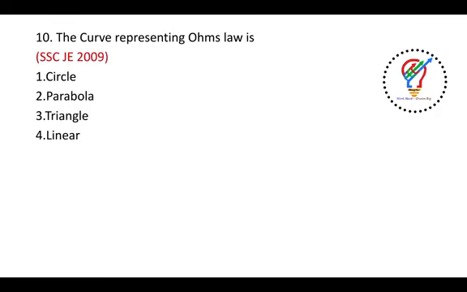Next one, the curve representing Ohm's law. So we know Ohm's law, and here we have voltage and current. If you draw the characteristics of Ohm's law, if the voltage increases, current also increases like this. So this is a straight line passing through the origin.